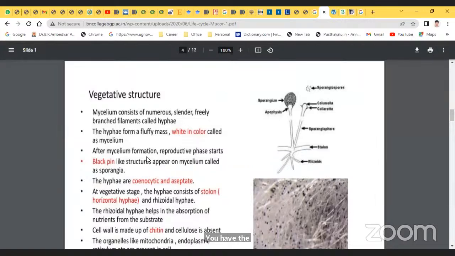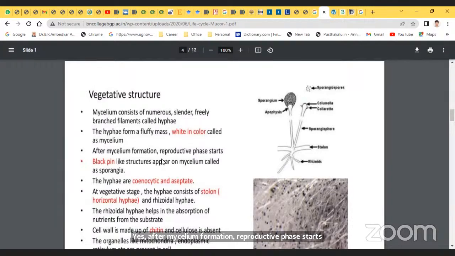After mycelium formation, the reproductive phase starts. Black pin-like structures appear on the mycelium, called the sporangia. The hyphae are aseptate and coenocytic.